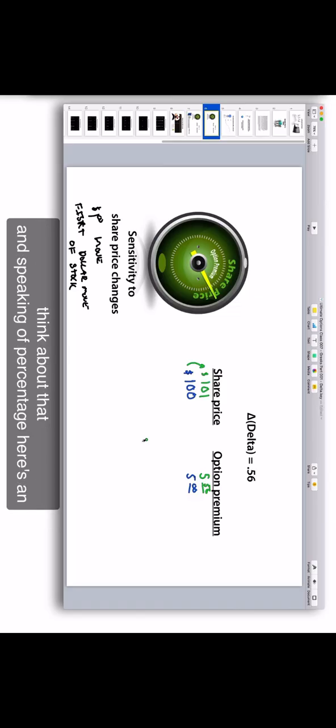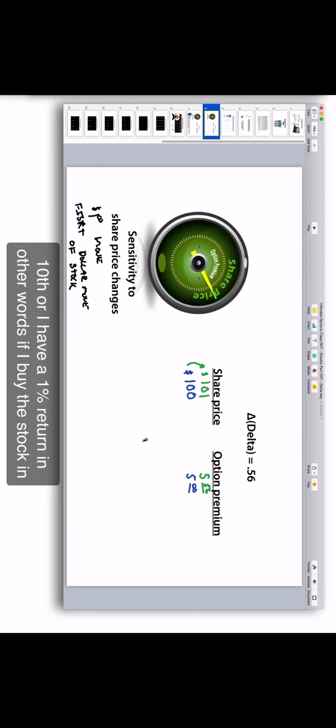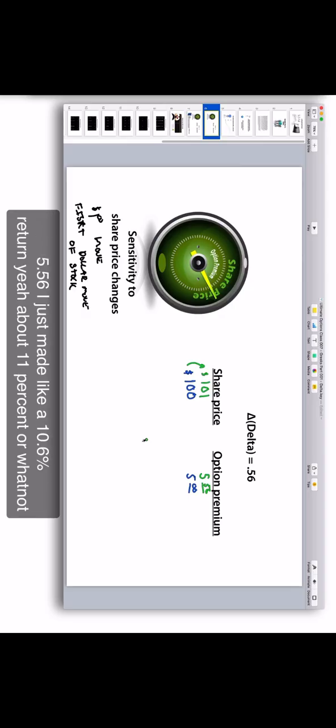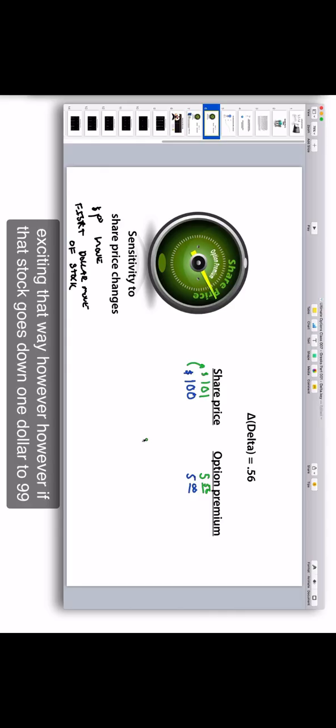And speaking of percentage, here's an important thing to make. If I buy a stock at 100 and it goes to 101, I have a 1% return. In other words, if I buy the stock at 100 and I sell the stock at 101, I just made $1. That's a 1% return. But if I buy the option at $5 and I can sell that option at $5.56, I just made like a 10.6% return. About 11% or whatnot. Whatever it is, yeah. So think about that. That's why options are exciting that way.